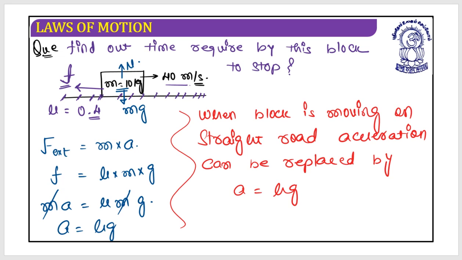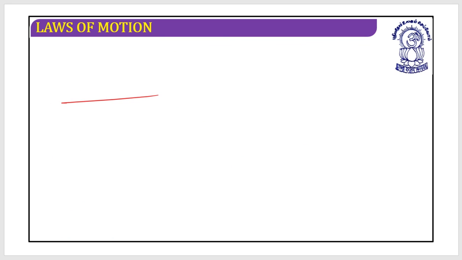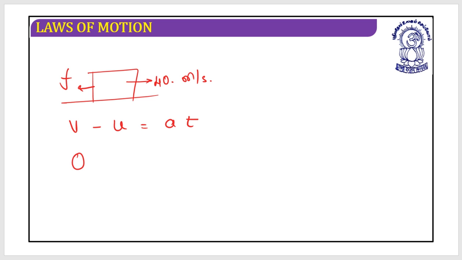And when I write a equals mu g, it is something like this: it is moving with a speed of 40 meter per second and friction is acting over this. So v minus u is equal to a into t. This should be 0 minus u, which is 40 meter per second. As it is retarding, that's why I write a as mu into g multiplied by t.